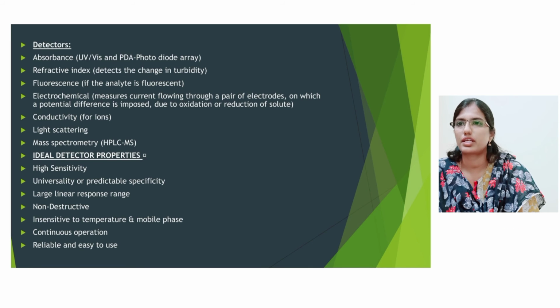And the next one is detectors. There is a wide range of detectors available in HPLC. Those are listed here. The first one is absorbance: UV or visible spectrometry as well as PDA photodiode array detectors are used. Refractive index, which detects the change in the turbidity. Fluorescence, if the analyte is fluorescent. Electrochemical, which measures the current flowing through a pair of electrodes on which a potential difference is imposed due to oxidation or reduction of solute. Conductivity, especially for ions, light scattering, mass spectrometry, these are the different detectors used in HPLC.